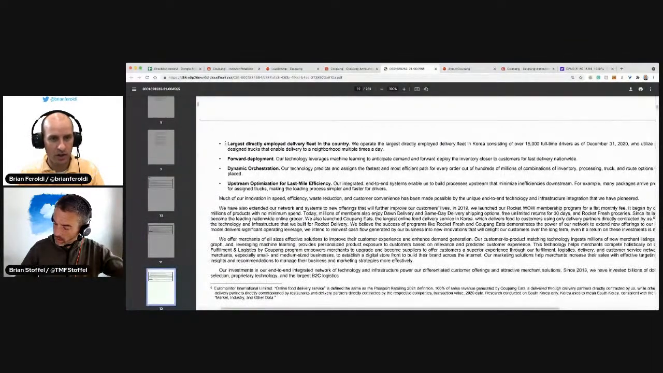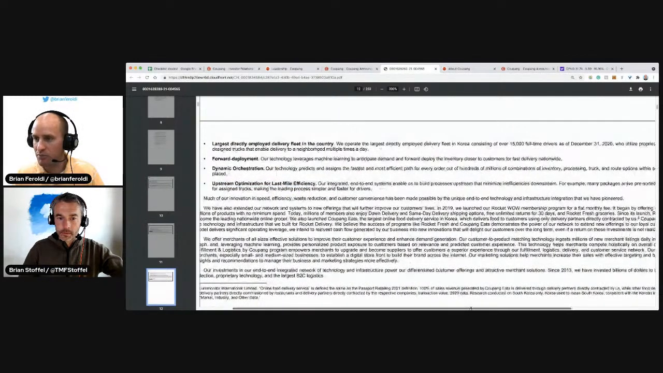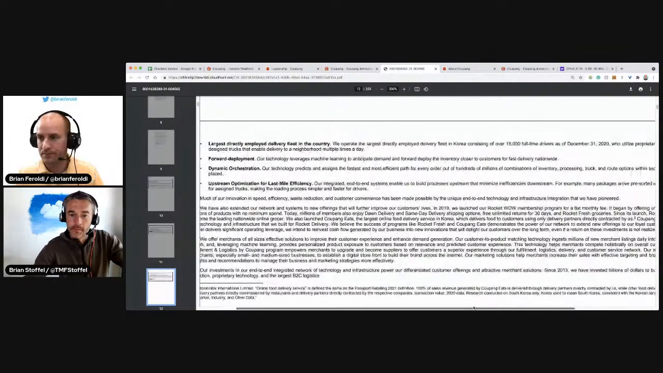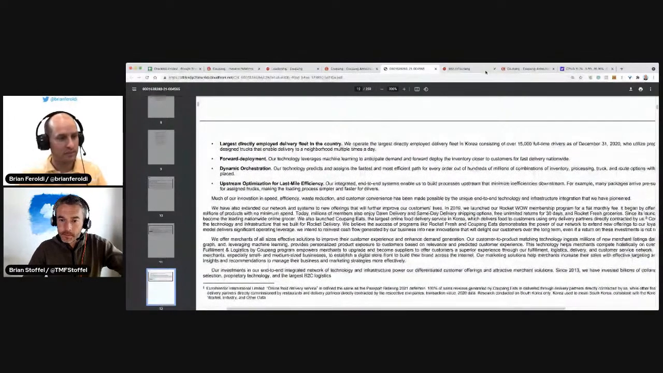We have the largest directly employed delivery fleet in the country. 15,000 full-time drivers. Our technology leverages machine learning to anticipate demand. Walmart's been doing that for decades, so that's not that impressive, but I mean, still good. Dynamic orchestration, upstream optimization for last mile efficiency. For example, many packages arrive pre-sorted in truck-ready containers for assigned trucks, making the loading process efficient and simple. Cool. They're focused on efficiency, as they should be.